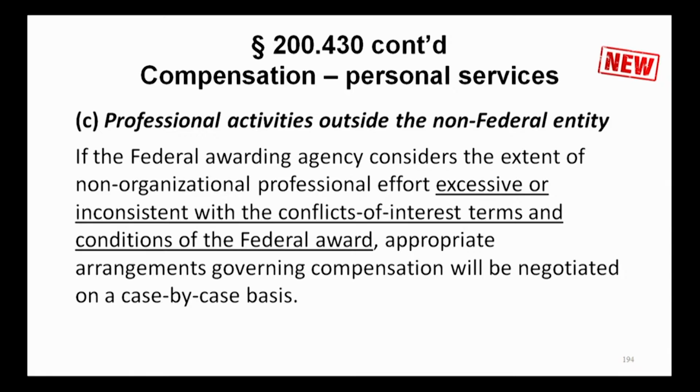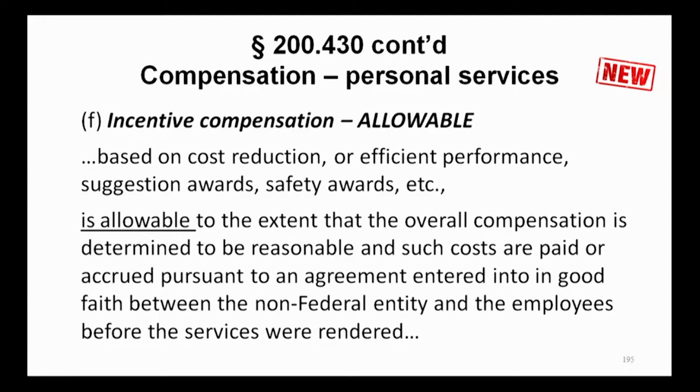Last thing on that, if the federal awarding agency considers the outside professional efforts to be excessive or inconsistent with the conflicts of interest terms and conditions of the federal award, appropriate arrangements will be negotiated on a case-by-case basis. So anyway, kind of an interesting new cost principle for us. New one. Moving on to 430.